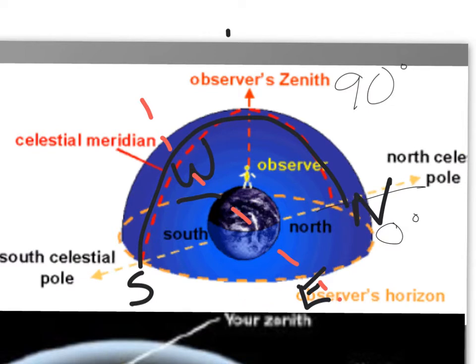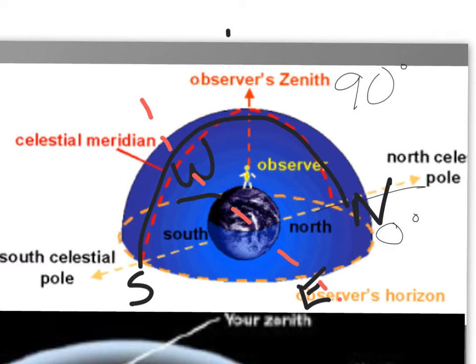So if you were at the equator, the celestial equator would be directly overhead, and it would be equivalent with your zenith. And that's only possible at the equator, where you could not see either of your celestial poles. So remember that the celestial pole, and I mentioned this before, and the latitude of the observer, they're the same angle.